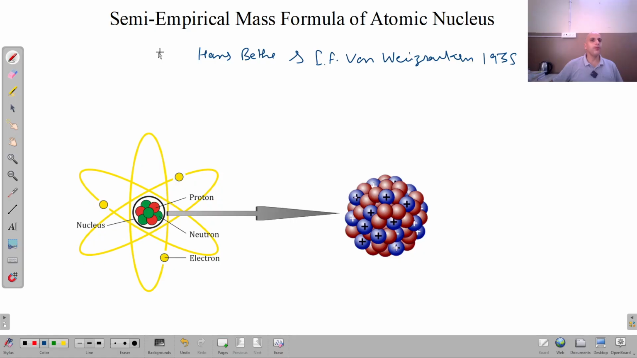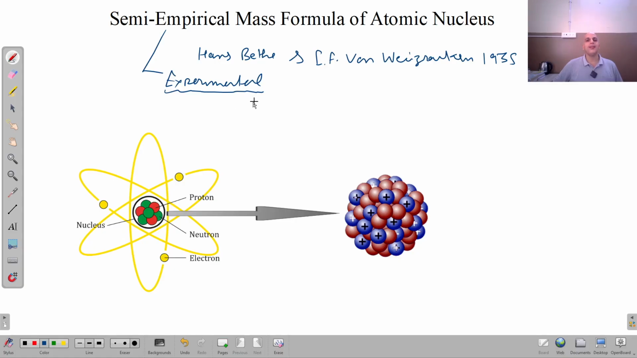Semi-empirical means, we know very well, empirical means experimental. So it means this formula is based on some experimental evidence as well as some theoretical predictions, theoretical aspects. So it is a mixture of theoretical as well as some experimental facts. And this formula is a first step or first effort to express the mass of the atomic nucleus in terms of its binding energy, right?